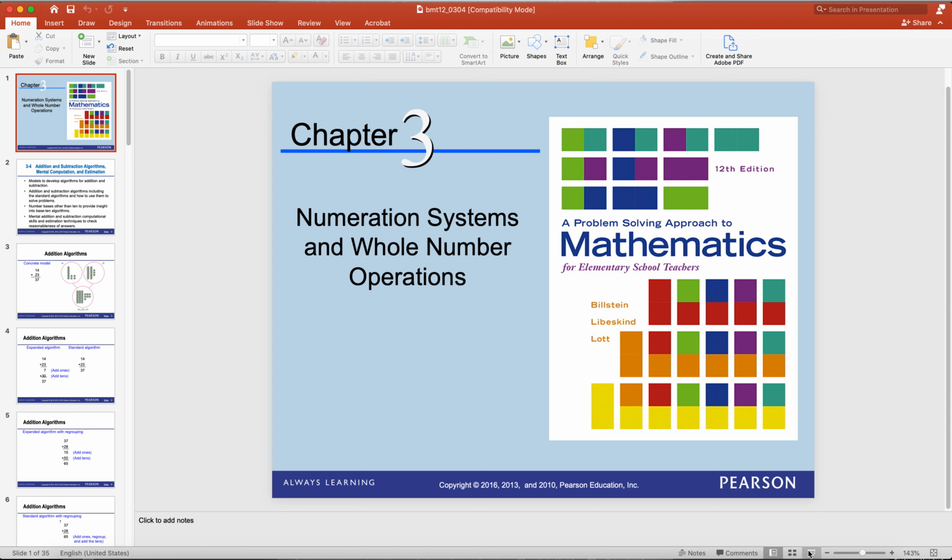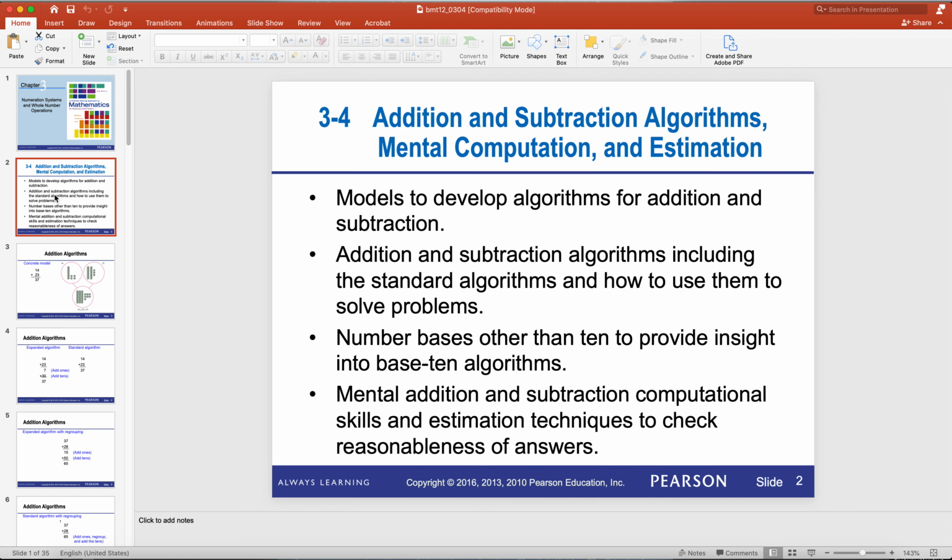We're going to take a look at the number system in section 4 of chapter 3. Make sure that you've watched the previous lectures so that this makes sense to you. And we're going to be talking about addition and subtraction algorithms, mental math, as well as estimation.